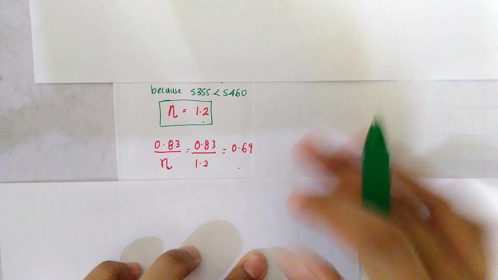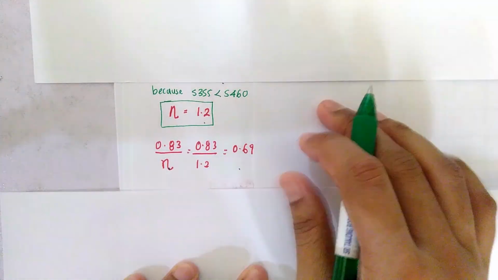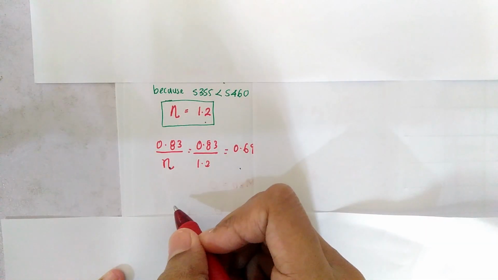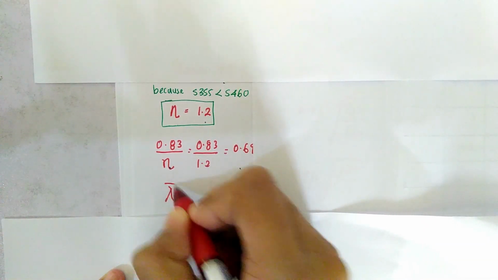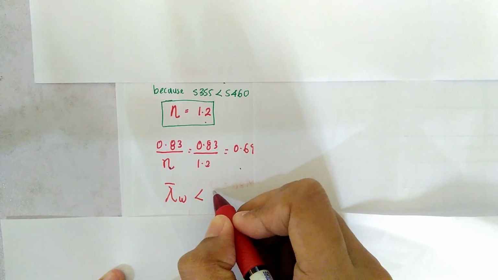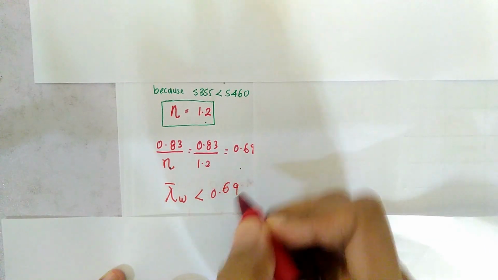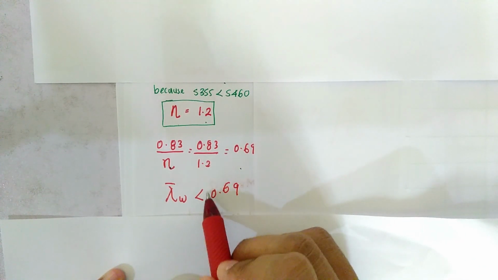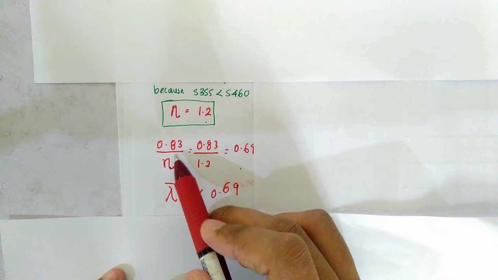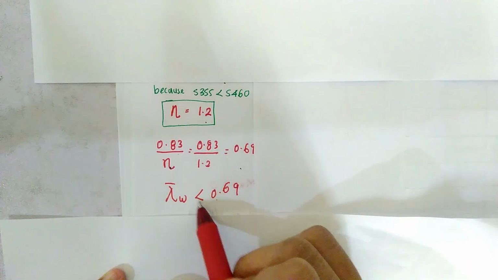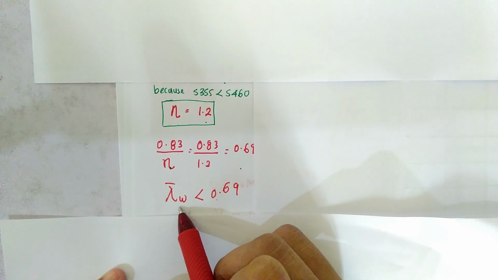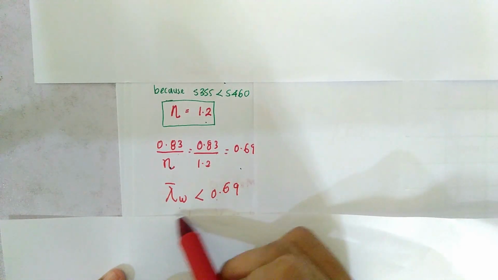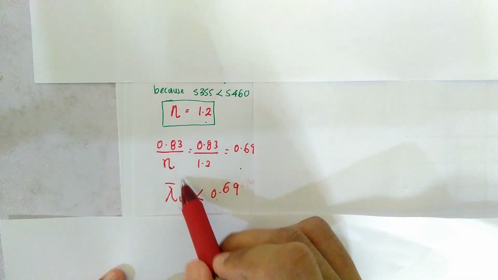So which means 0.69. You must check whether 0.69 is lesser than lambda W or not. Because if you refer to table 5.1, you need to make sure whether 0.83 over eta is larger than lambda W or not. So now our next task, we need to find what is the value of lambda W.